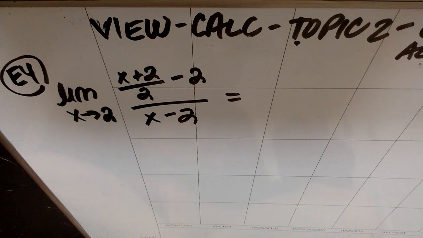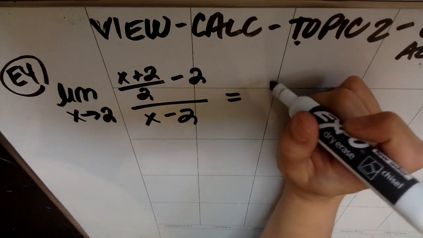So in example 4, we're given the limit as x approaches 2 of this crazy, awesome monstrosity of fractions, ((x + 2)/2 − 2) all over x − 2. So first thing I'm going to do is plug in, because every once in a while, no matter how disgusting something looks, when you plug in, you get a number and you're done, and that's awesome.